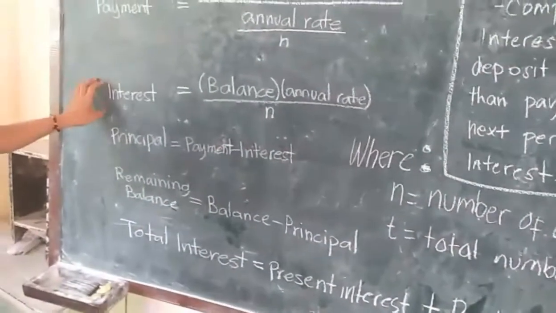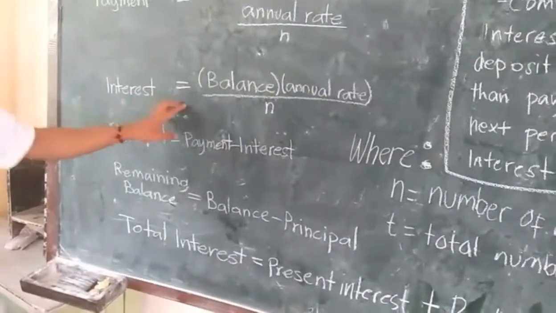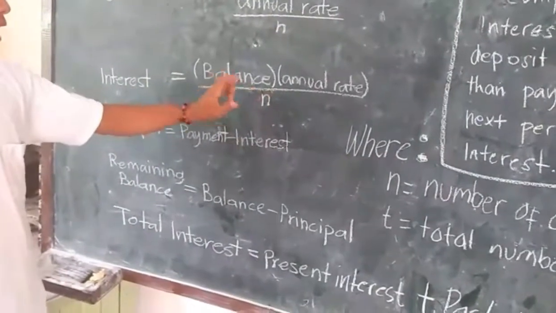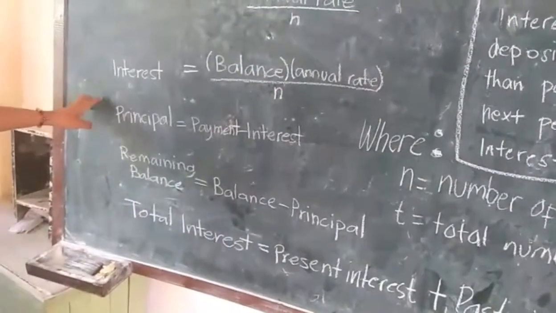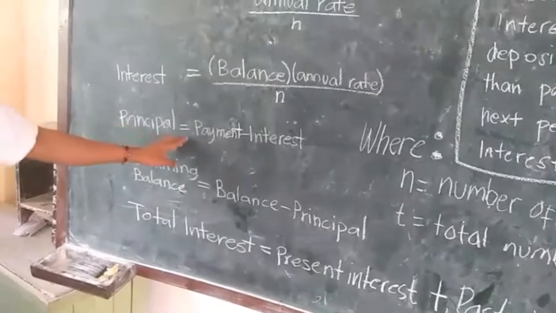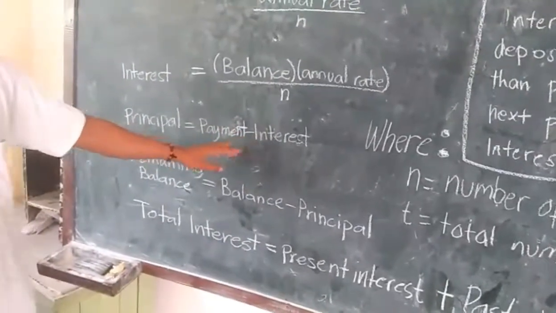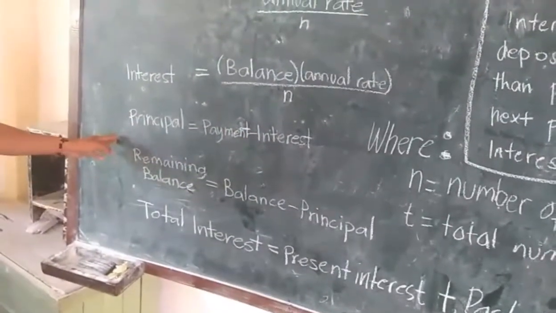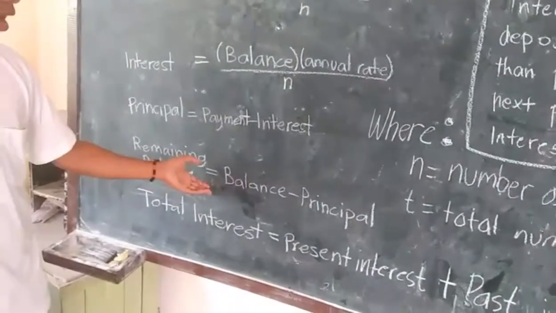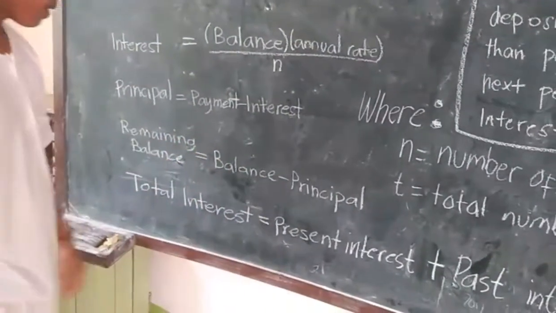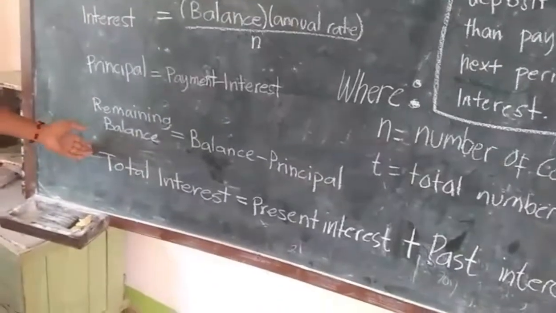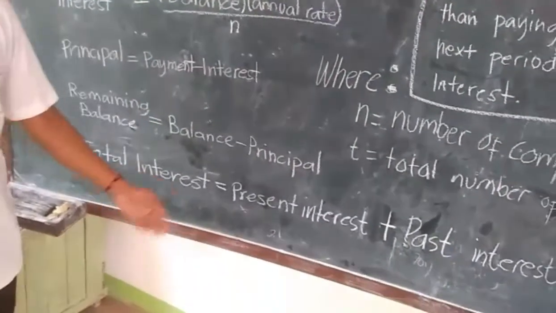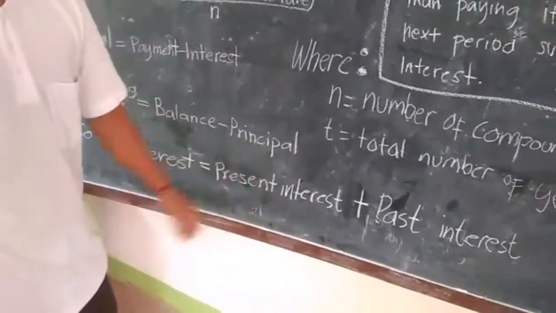And to extract the interest, interest equals balance times annual rate divided by n. To solve for the principal, principal equals payment minus interest. To solve for the remaining balance, balance equals balance minus principal. And the total interest equals present interest plus past interest.